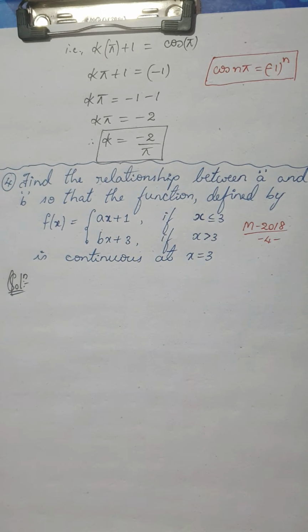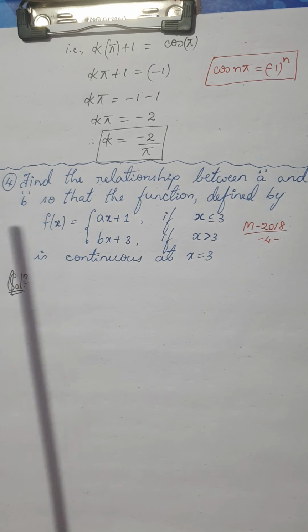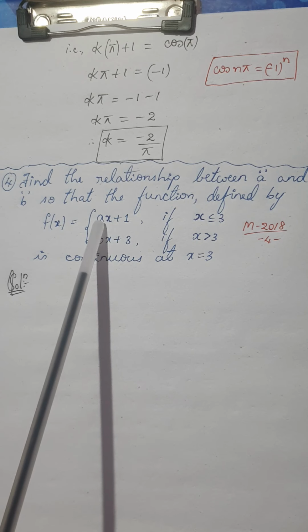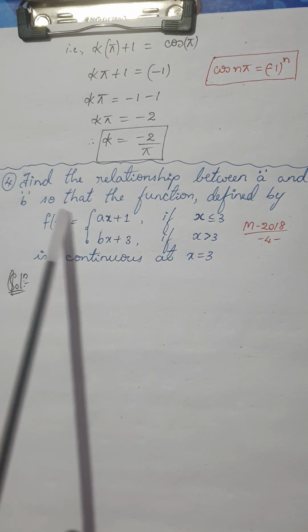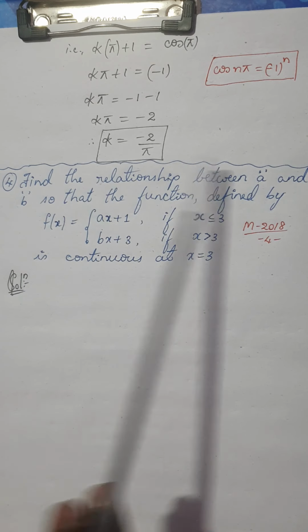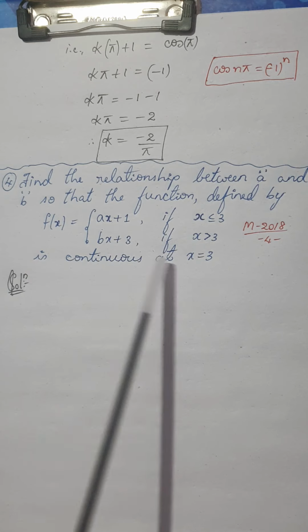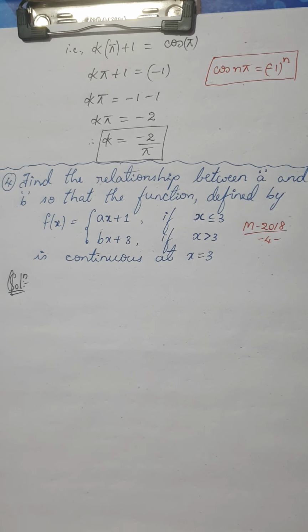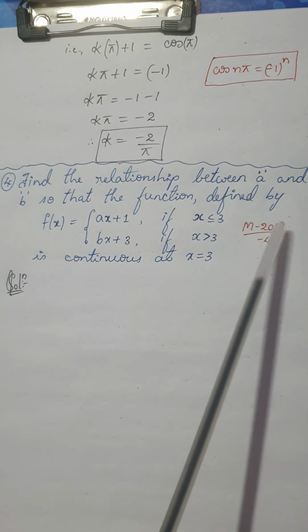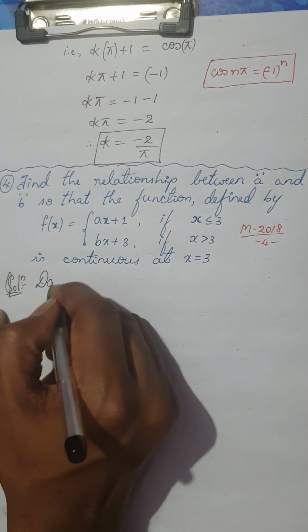My fourth question is, find the relationship between A and B. In the previous 3 questions, there was just one unknown variable, k, but here I have 2 unknown variables, A and B. I have to find the relationship between them so that the given function is continuous at x equal to 3. This is a March 2018 question for 4 marks. So we shall proceed with the result.